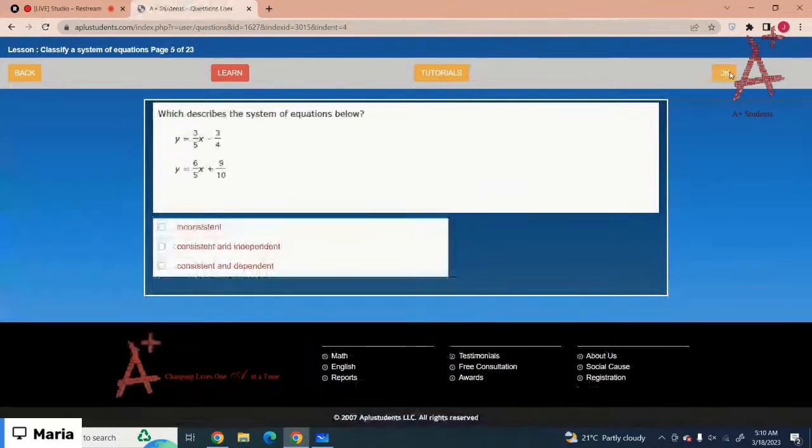Okay, the next one is y equals 3 by 5x plus minus 3 over 4 and y equals 6 by 5x plus 9 over 10. So both the equations have different slopes and different y-intercepts. Got it? So when the slopes are different and the y-intercept is different, that means the system is consistent and independent. Got it? It is consistent and independent.